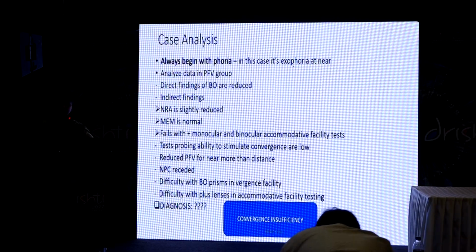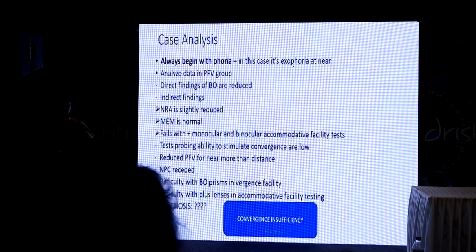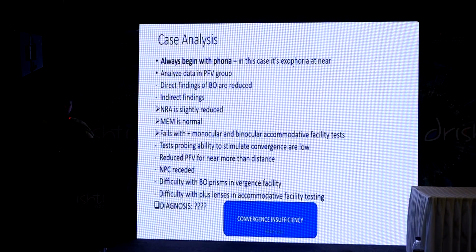Direct findings of base out prisms are reduced. Indirect findings, you notice that the NRA finding was reduced. MEM though is normal. Fails with plus monocular and binocular accommodative facility test proving ability to stimulate convergence is low. Reduced PFV for near more than distance. NPC is receded. Difficulty with base out prisms in vergence facility and difficulty with plus lenses in accommodative facility testing.